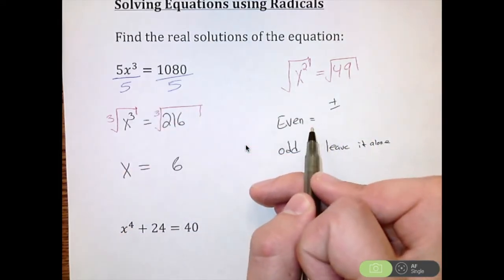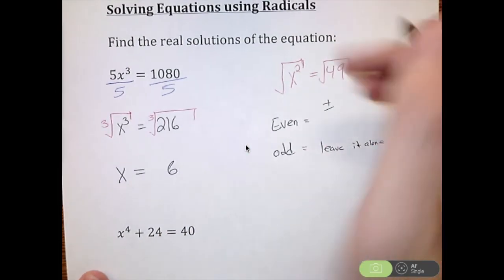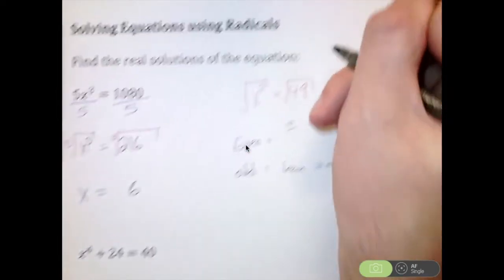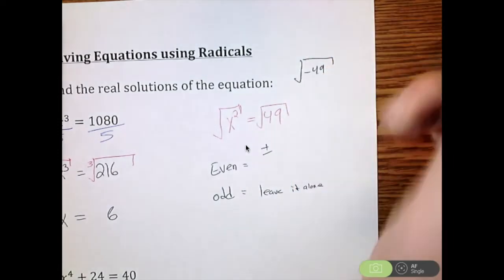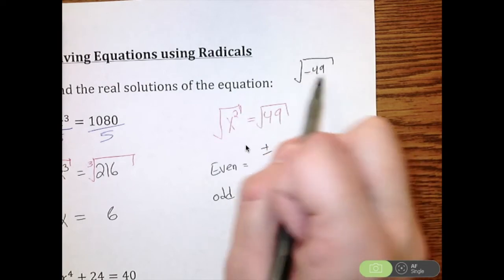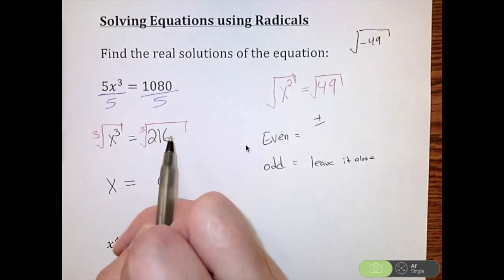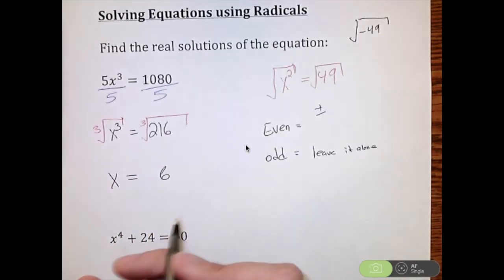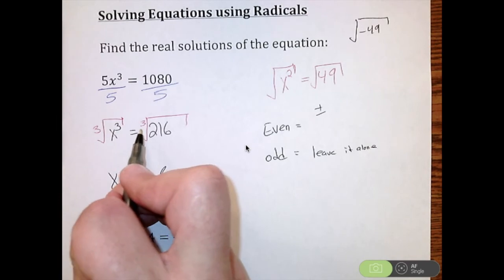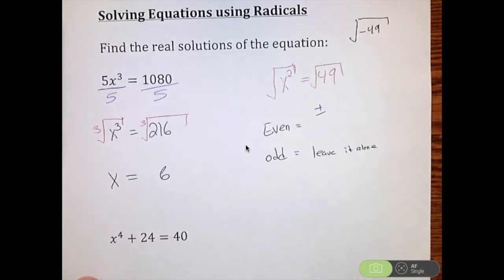The only other thing we need to look out for is if you have a negative in there. Just like before, if we want the real solutions, if we had the square root of negative 49, that is not real. You're going to get imaginary numbers. So if it's an even power and a negative number inside, you're not going to be able to evaluate that. So we're going to end up with positive or negative. This was an odd power, so we're going to leave it alone. So positive 216, we get positive 6. You'll see again where this comes into play on our next example.